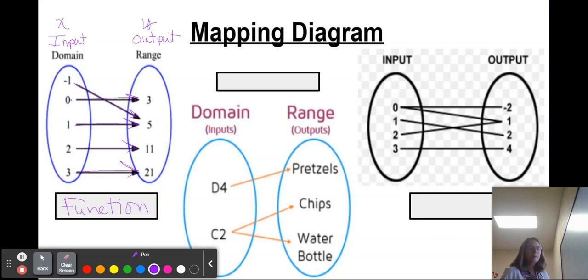All right, going to the next one. So this representation is similar to like a vending machine. So if you press D4, you get one output, and that's pretzels. If you press C2, you get two outputs, and that would be chips and water bottle. So since you have two outputs, that is not a function.